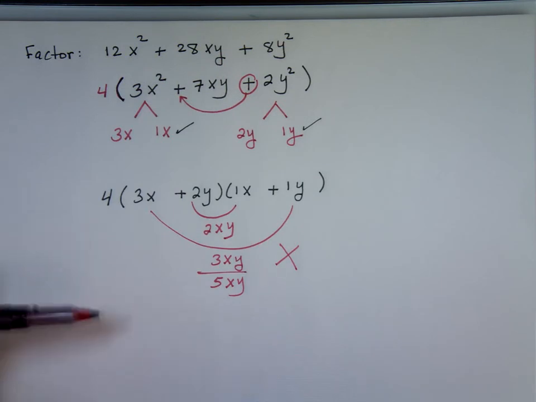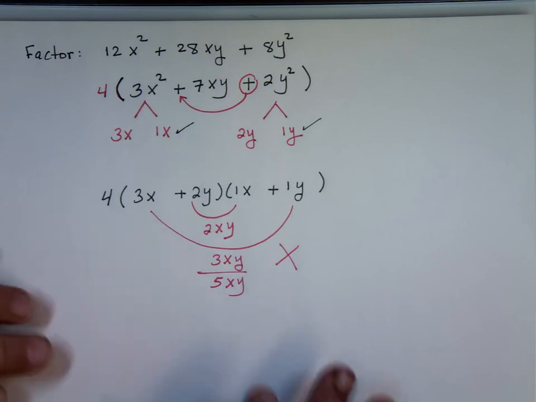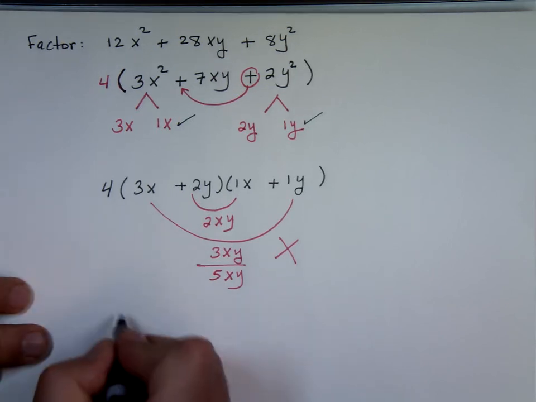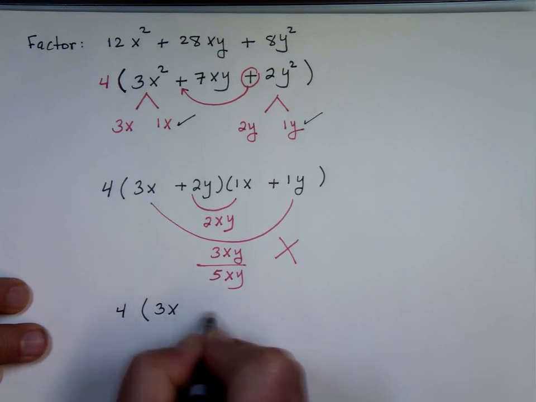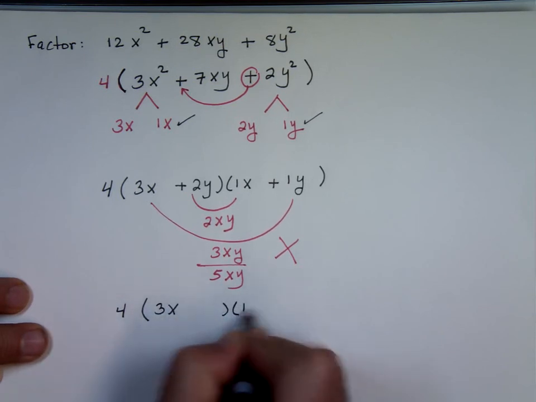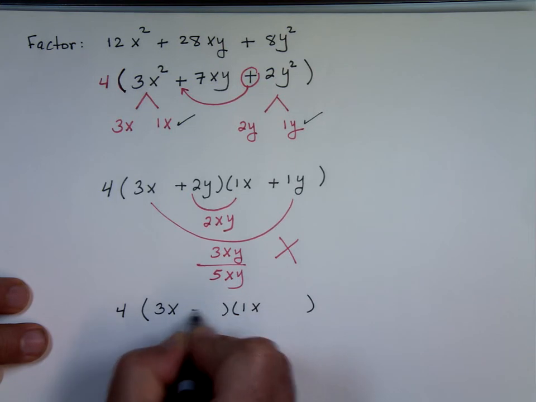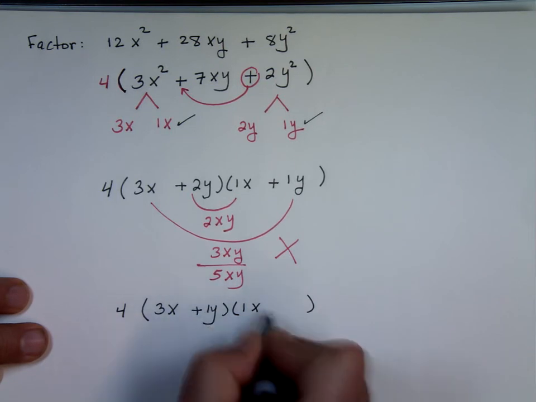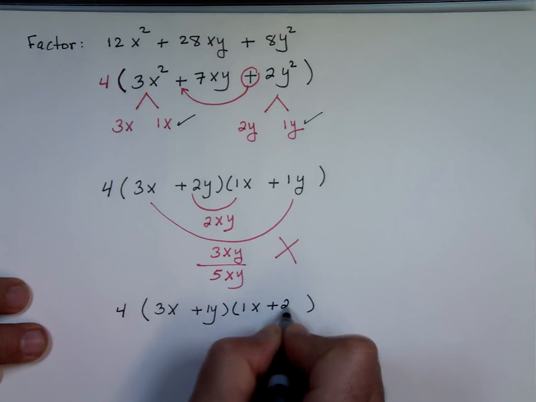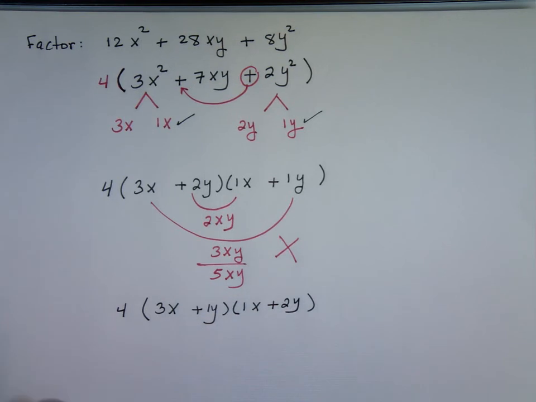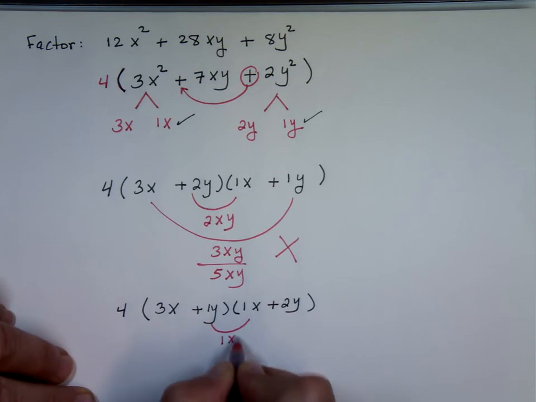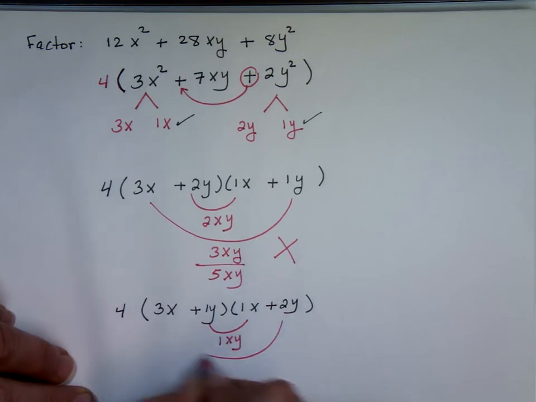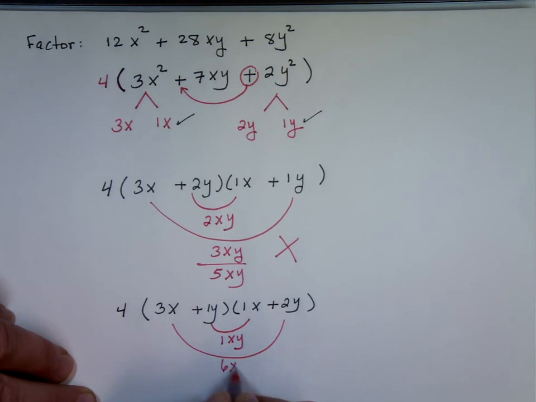Switch them. Here's the 4. 3x, 1x. Put the 1y here. Put the 2y here. One xy, 6xy, the result is what? 7xy.